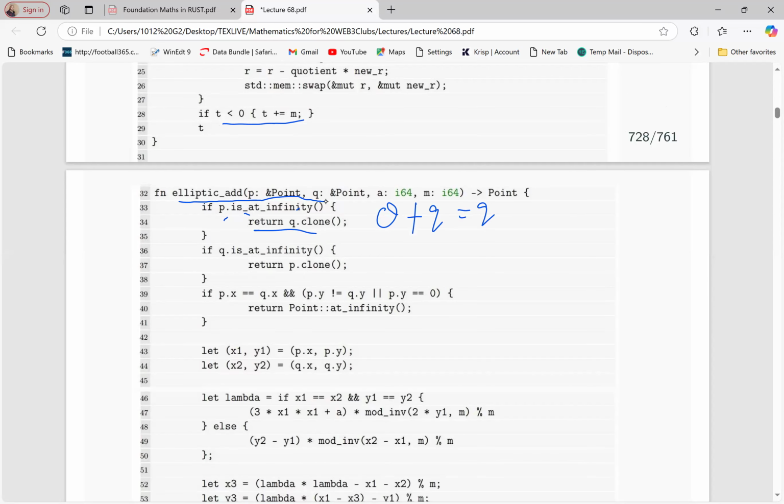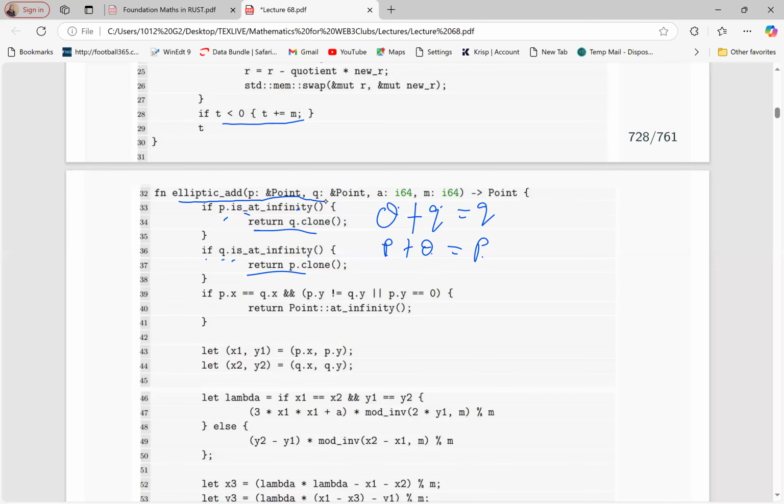Then it proceeds and says, what if Q is the one that is a point at infinity? That means you have P plus the point at infinity, and the result should be P. It says, return P. You see, these are 2 different points. One is infinity, another one is Q, so the result should be Q. And one is P, another one is infinity, so the result should be P.